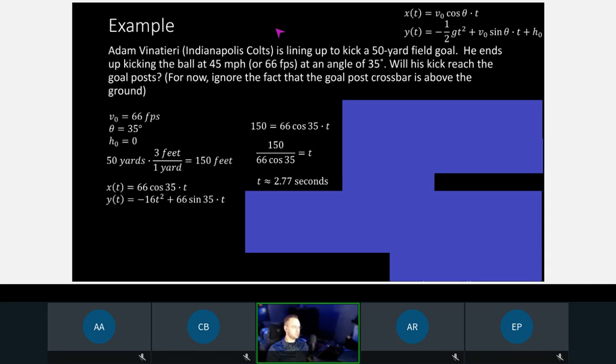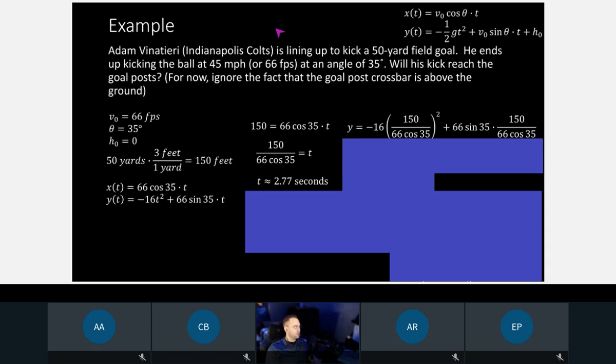Yeah, you just substitute into your y equation. So what I did, and because I'm really big on using exact values, instead of putting 2.77 here and here, I put in the previous step that you would have typed in. And this way it keeps it in exact values.